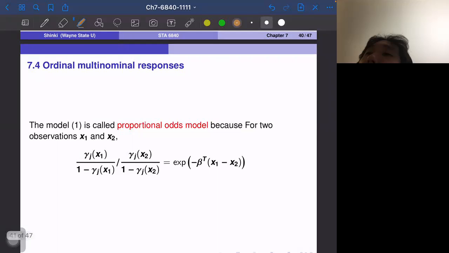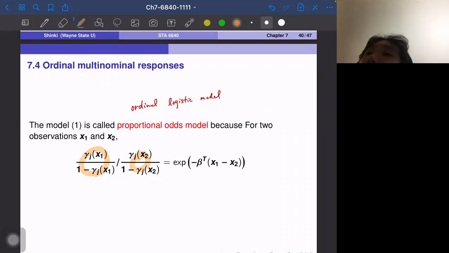And lastly, I would explain the name proportional odds model. Probably the more appropriate name is maybe ordinal logistic model or something like that. But we say proportional odds model, and here is the reason. Odds is the ratio of some probability and 1 minus that probability. If we have two different data points, then we can compare these two odds.